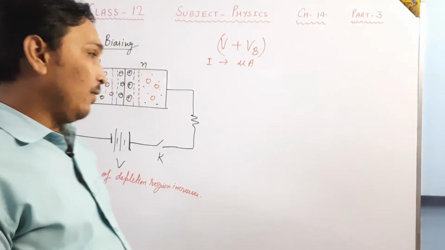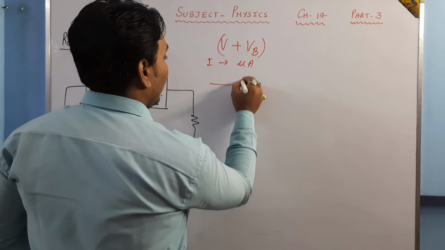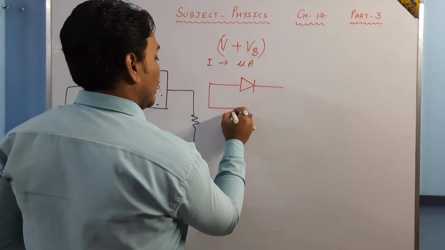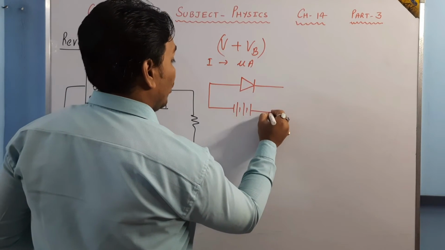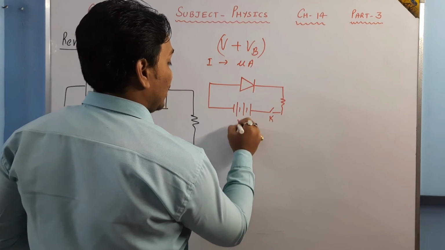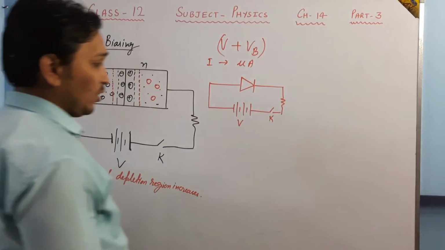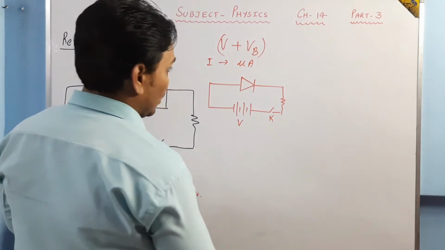Okay, if I make a circuit to represent this, this is your PN junction. With the PN junction we connect a cell, but the cell is connected in reverse order. So something like this, a battery, a group of cells, and now this is an equivalent resistance. This is V, this is the P side, P is connected to the negative, N side is connected to the positive.